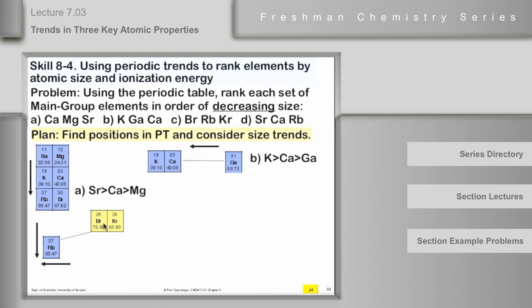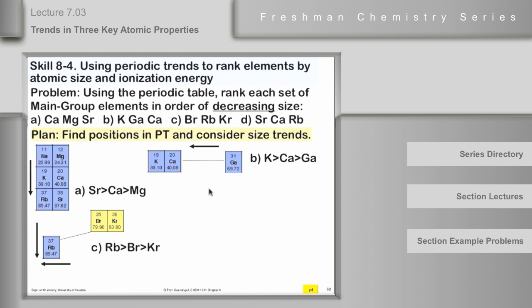So the size trends are increasing. Rubidium will be larger than that element, and increasing from right to left, bromine and krypton will be smaller than that element, and krypton will be the smallest, rubidium the largest, so the ordering looks like this. Now it is true that you can find some combinations of elements that you can't compare this way, but we don't include those on homework or tests.